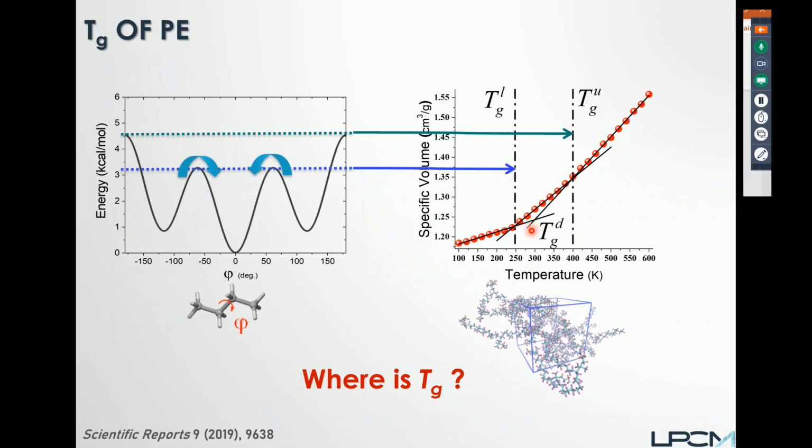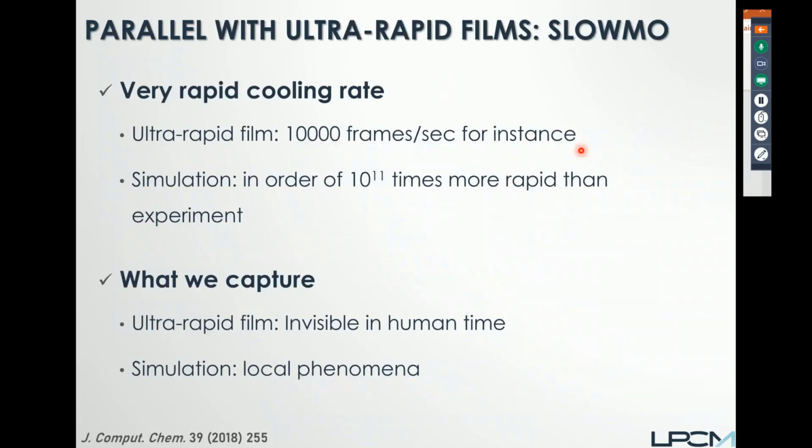So where is the TG? It depends on what you want. If you want to consider the beginning of motion, it's TG low. If you want one way to compare all the TGs, if you have a grid domain, it's TGD. TG up is different. So just to finish, we published that in this journal. When you have a very, very rapid cooling rate, we can compare that with ultra rapid film.